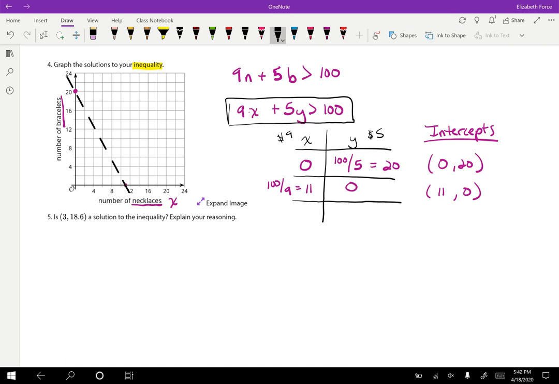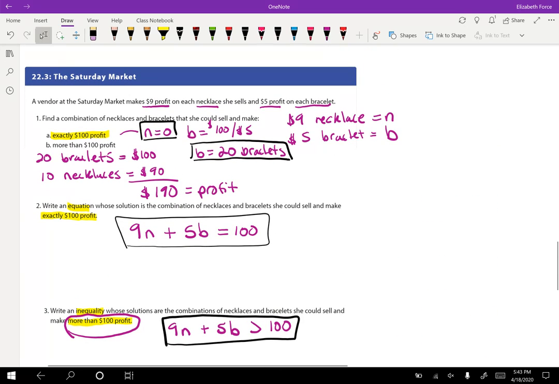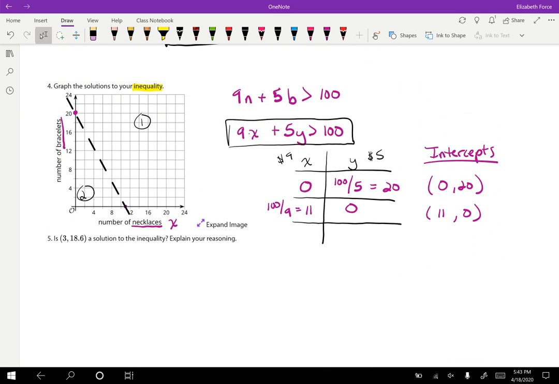Now the question is, which region am I going to shade, because with inequalities you have to shade a region. So should I shade the region over here in region number 1, or should I shade region number 2? If you'll remember from the beginning of this problem, I want more than $100. And one of those combinations that we came up with that gave us more than $100 was 20 bracelets and 10 necklaces. Bracelets is actually the y, so let's plot that point 10 comma 20. So here's 10, up here is 20.